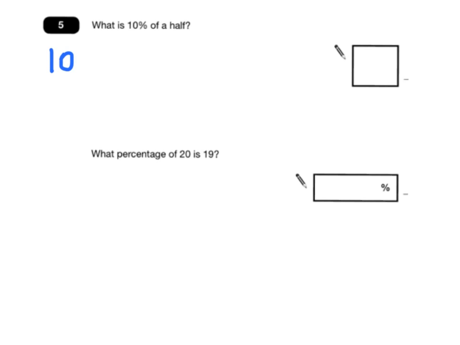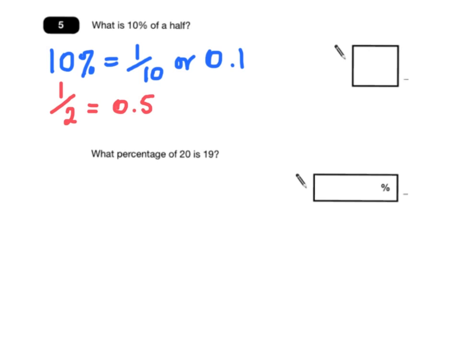It's important here to remember what 10% means. 10% is the same as 1/10, or 0.1. And that 10% of a half really means 10% times a half. When you're dealing with fractions of, half of something means a half times something. So, a half, you could also call it 0.5 or 50%.